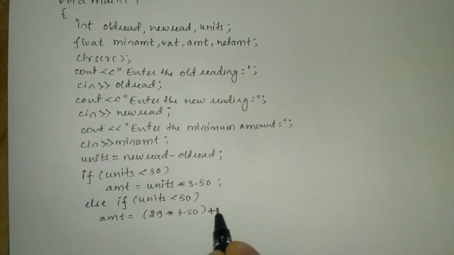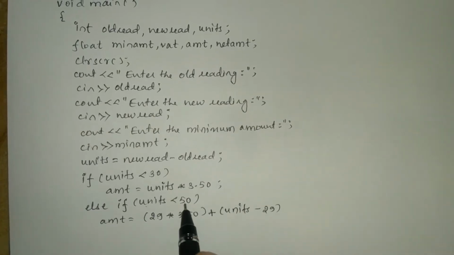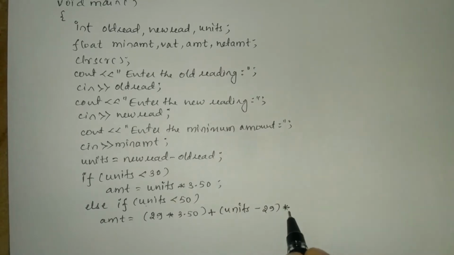So next I'm going to write here plus units minus, here I'm going to write this value, that is 29 is to be subtracted, because we want to get the remaining 20 units. You can subtract 50 minus 30, that is 20. So 20 units will be multiplied with the value 4.25 per unit.